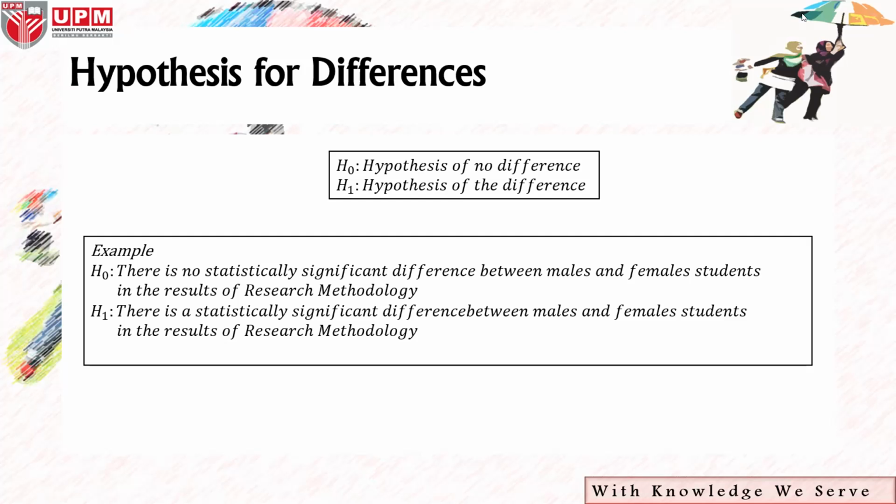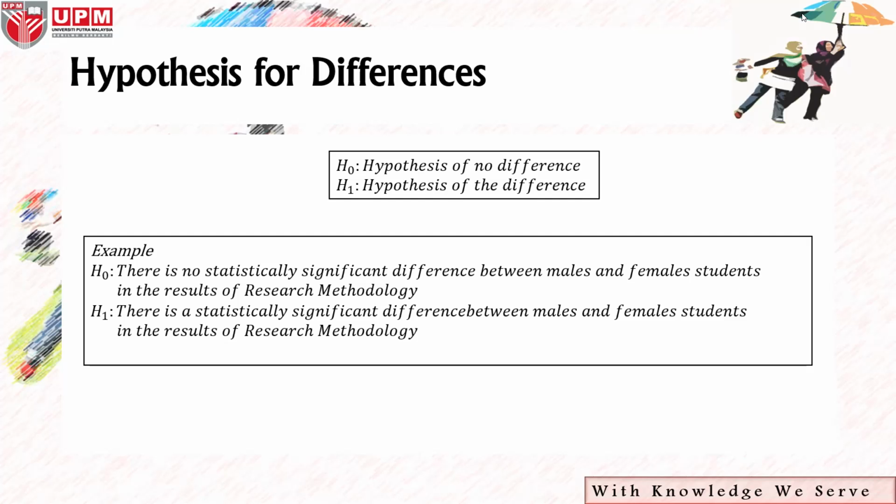Why null hypothesis? Kenapa kena ada null hypothesis? The principle that we apply is similar to the principle applicable in the legal area, which is someone is not guilty until he is proven guilty. Seseorang tu dianggap tak bersalah sehingga dia terbukti bersalah. So itu kita ambil prinsip yang sama, kita apply kat sini. That's why kita test the null hypothesis.